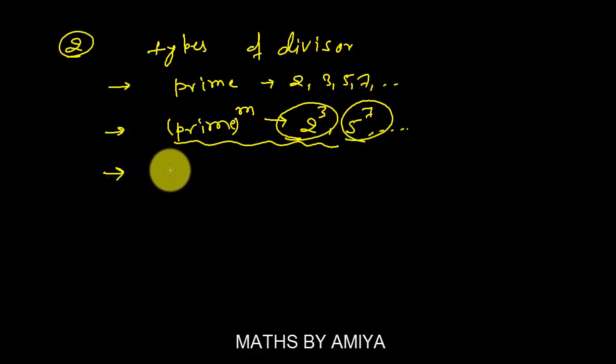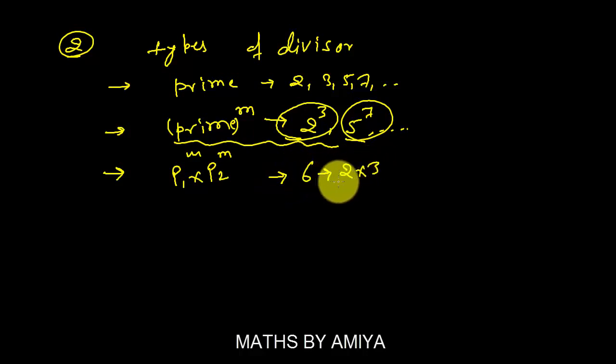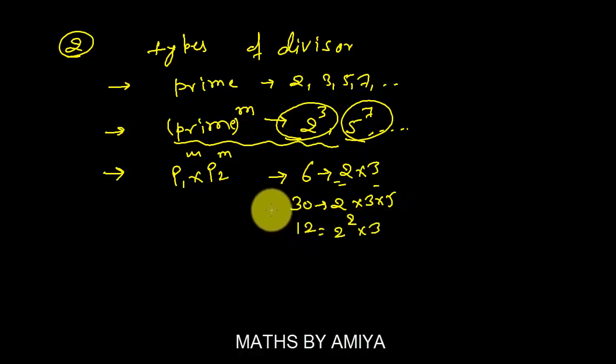And the last one is composite numbers with a bundle of more than one prime with some powers, maybe some power may not be there. For example, 6 is 2 into 3, so we have 2 primes in the prime factorization. For example, 30, we have 3 primes in the prime factorization, or 12, that is 2 squared into 3. So we have mainly three types of divisors when we talk about cyclicity.